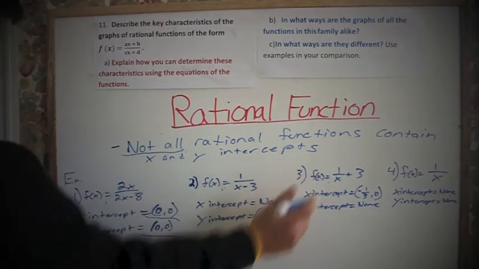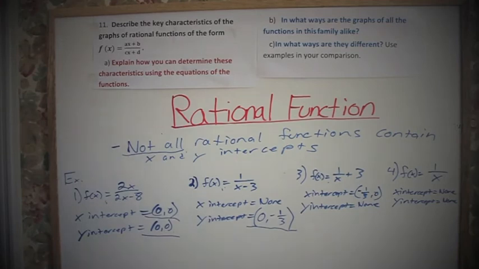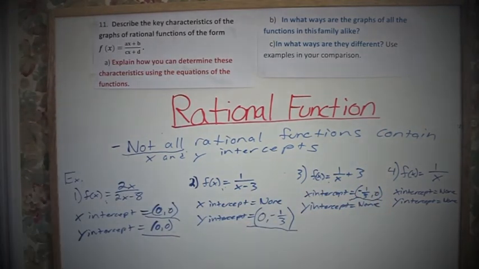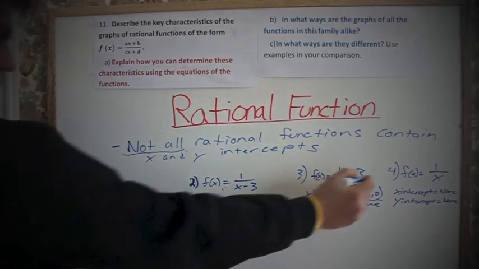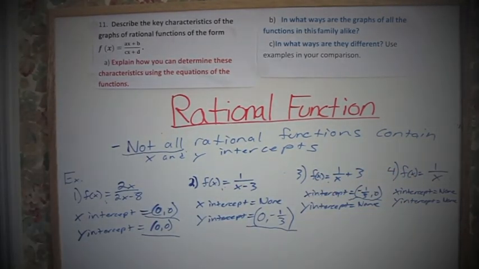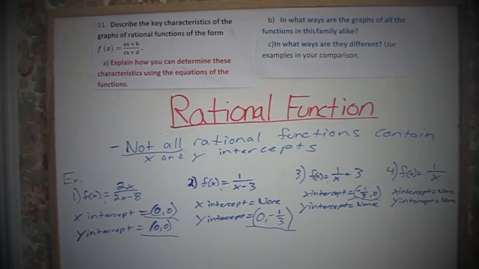An example of a function that only crosses the x-axis and not the y-axis is f of x equals 1 divided by x plus 3, where the x-intercept is at negative 1 over 3, 0. An example of a function that crosses neither the x-axis nor the y-axis is f of x equals 1 divided by x.